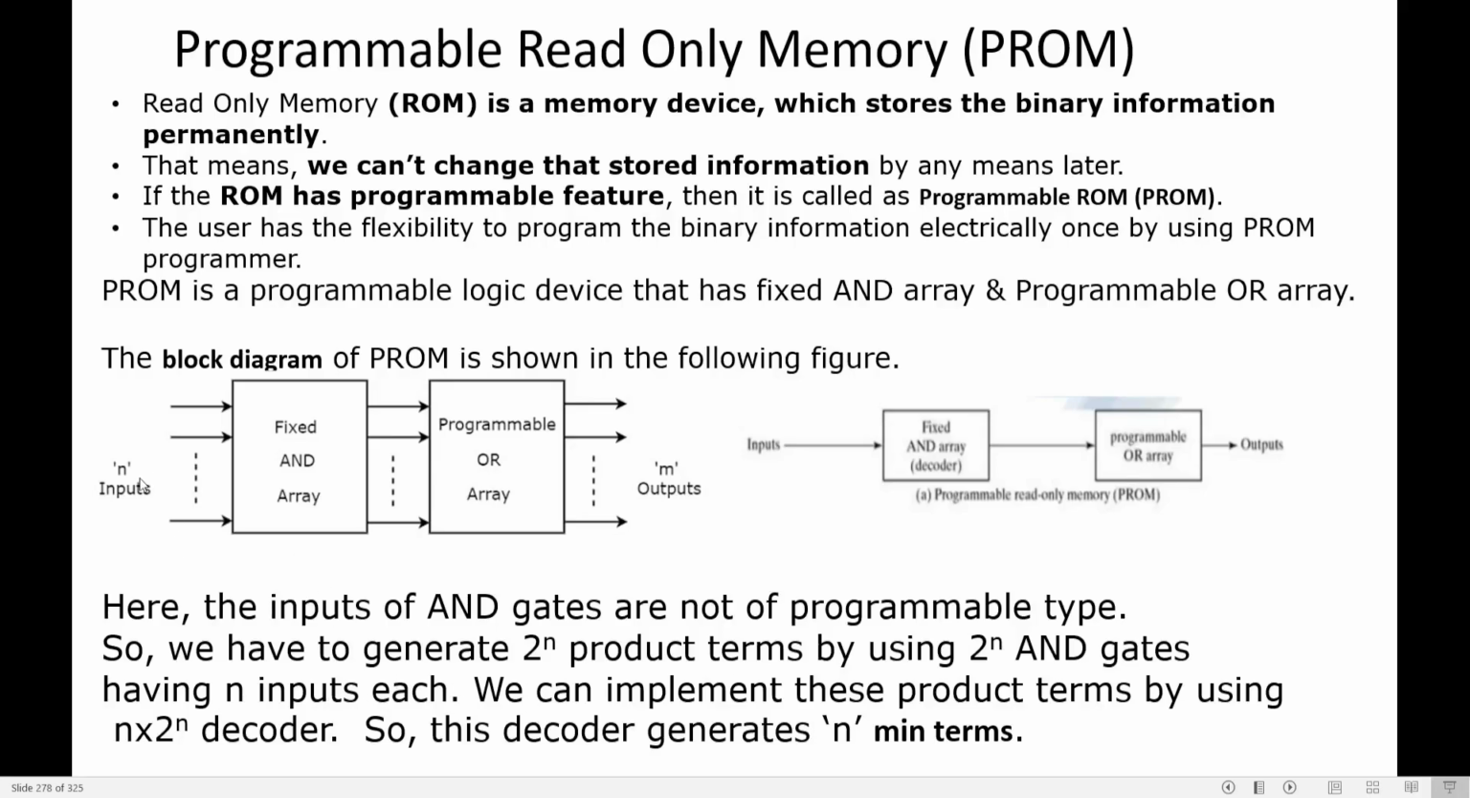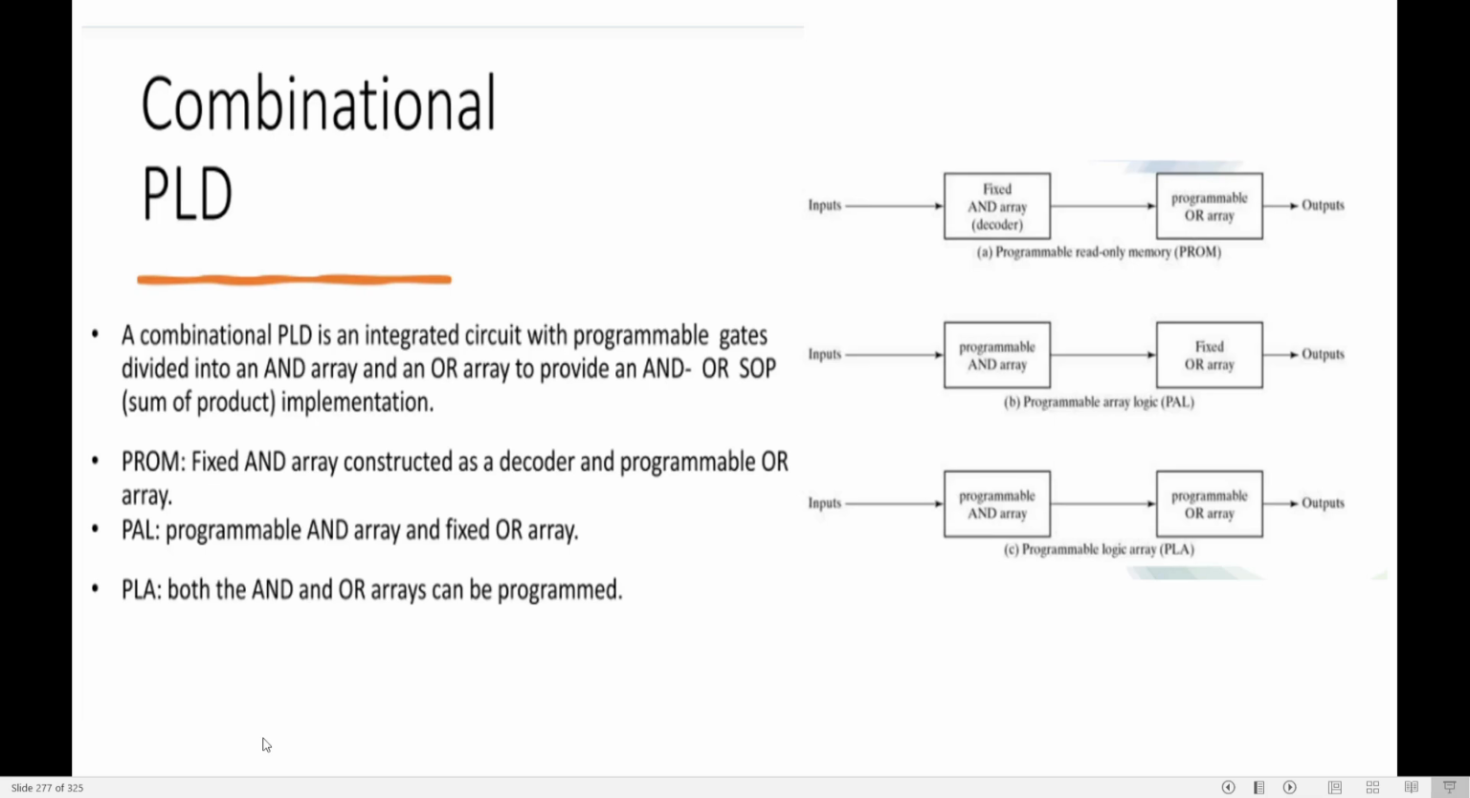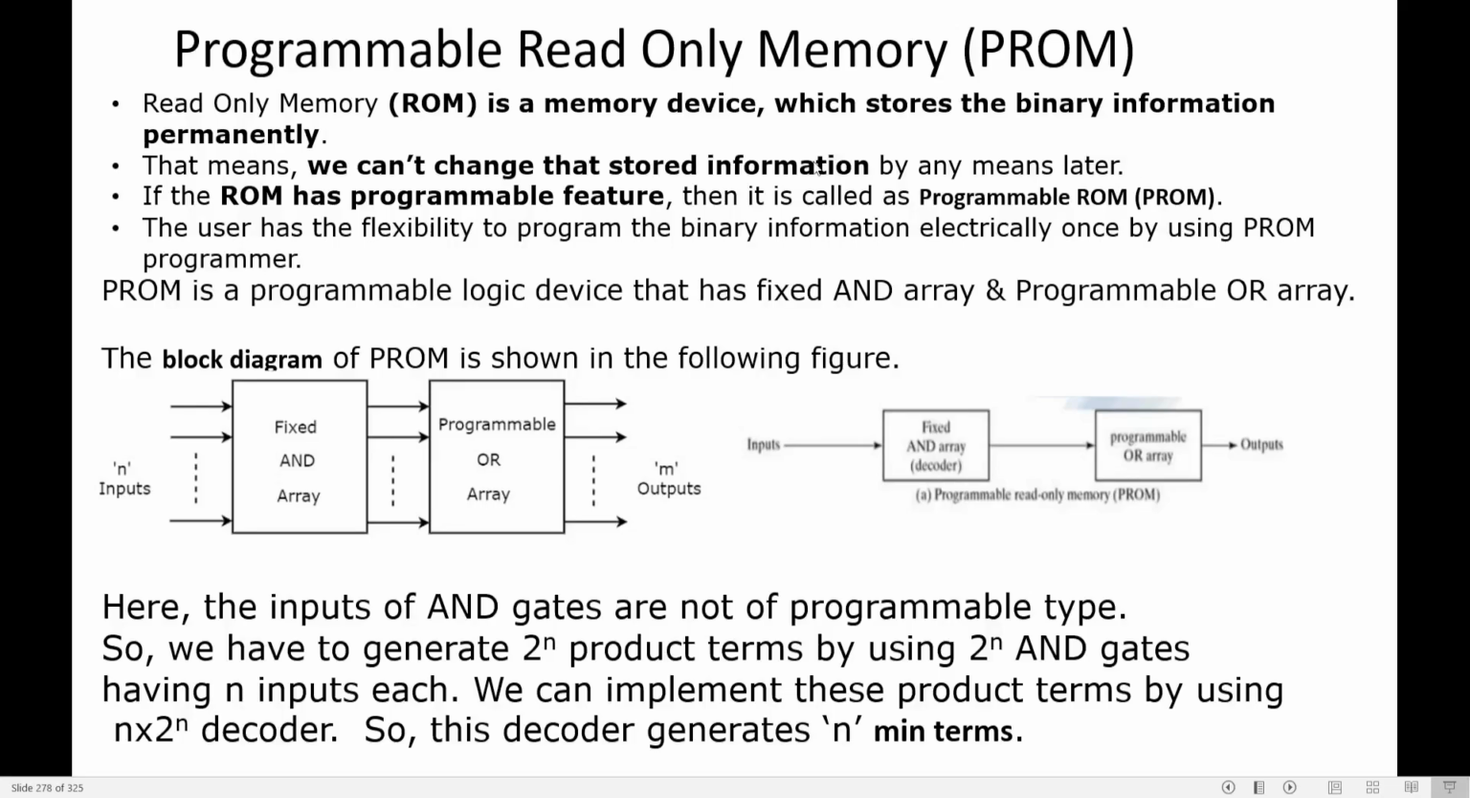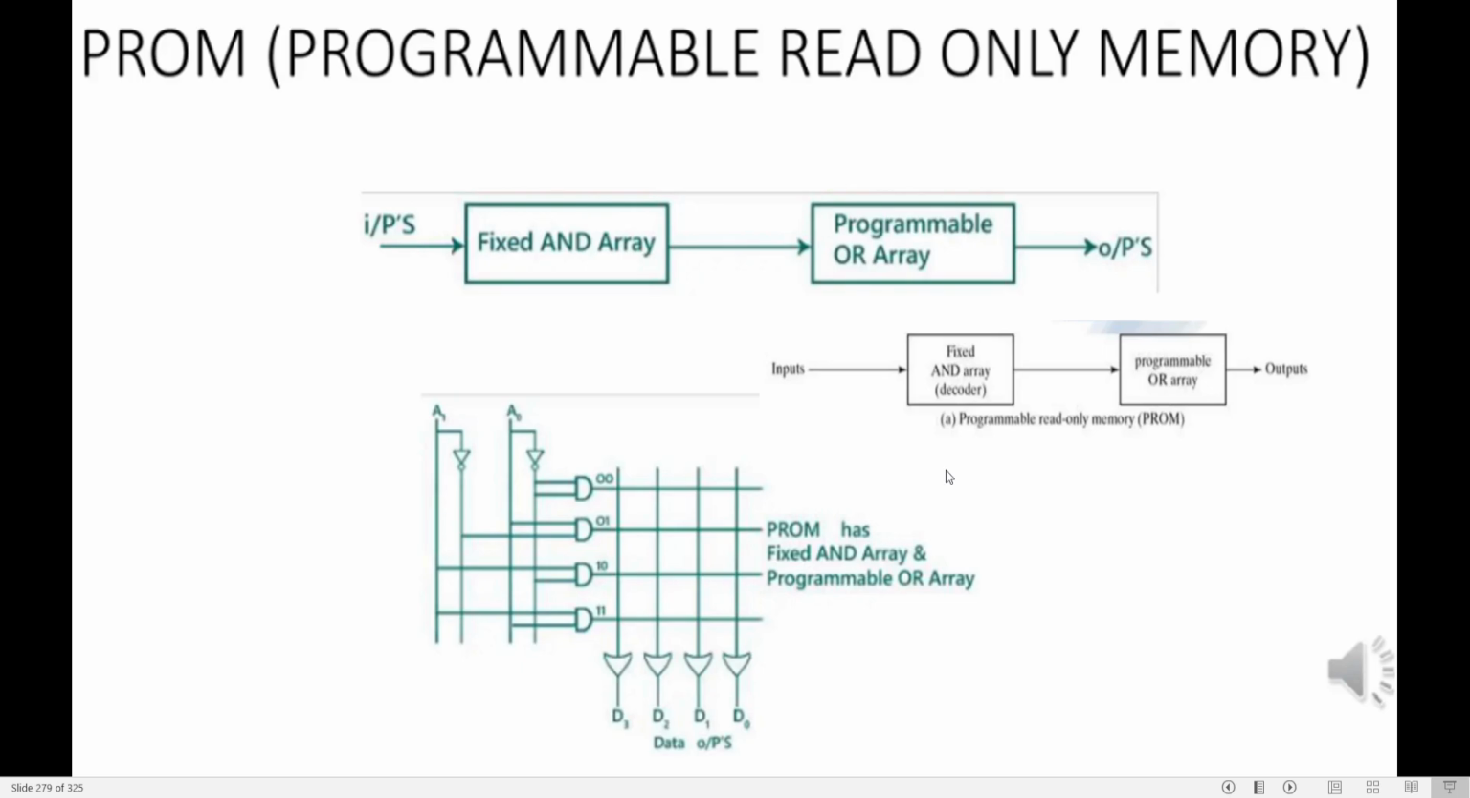So to obtain 2 power n AND terms from n inputs, we are going to implement this using a decoder. That is why we said that PROM is a fixed AND array. This fixed AND array is constructed with the help of what? Decoder. If I give n inputs, it gives 2 power n AND gates. Clear? And it has a programmable OR gate. Now let us see. You can either draw this or you can draw the same thing. Here you can write fixed AND array which is obtained through decoder. Clear?